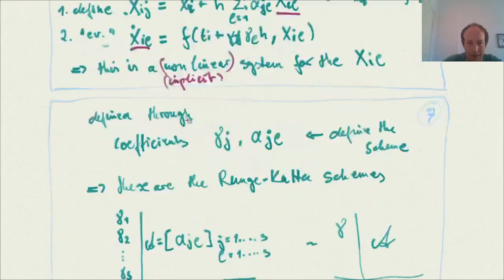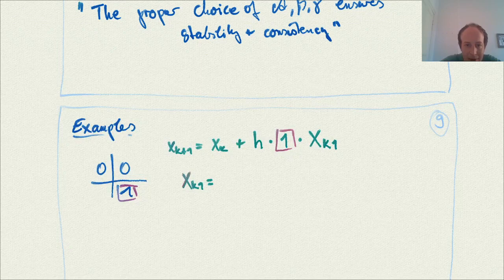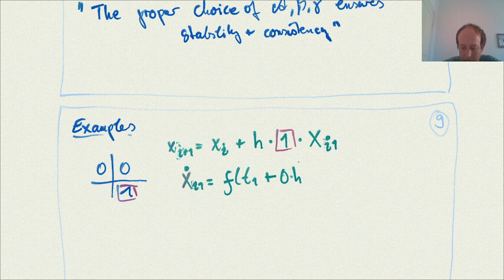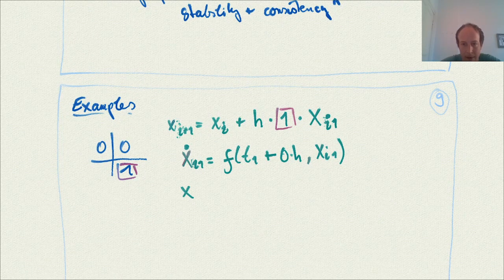Okay, I will change this xi1 to 2. I have given this lecture too many times and always with a different notation, but I hope I can be consistent from now on. So the time index is always i. So xi plus 1 is xi plus h times xi1 dot. And we have xi1 dot is f of ti plus 0 times h, xi1. The other here, this is this gamma. Oh, this zero is this zero over here.